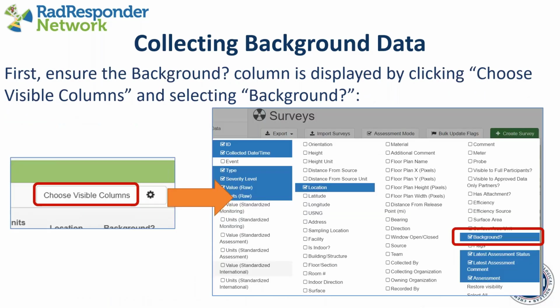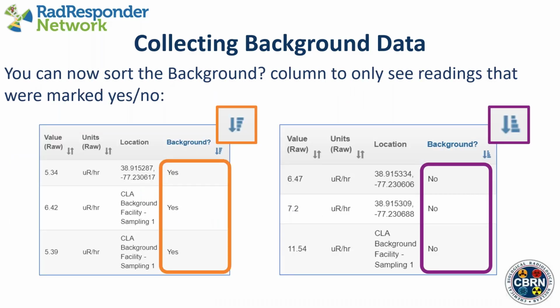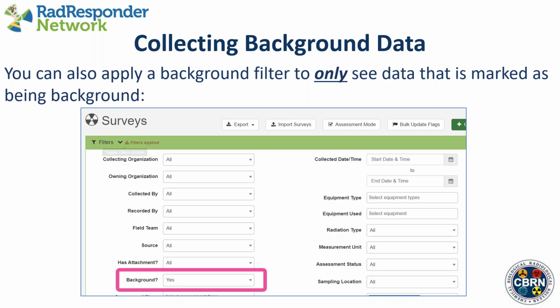From your data tables, in order to see which readings are marked as background, you're going to want to make sure that you select the column. So you'll click that Choose Visible Columns option, and then select the background column that I have highlighted in red here. Once that column is enabled and you can see it in your data table, you can then sort so you can see readings marked yes or marked no. And you can also apply a background filter to only see data that is marked as being background by the filter I have highlighted in pink.